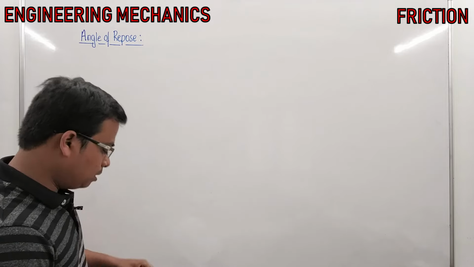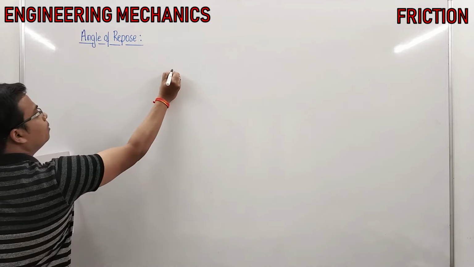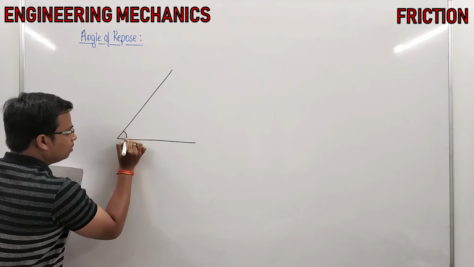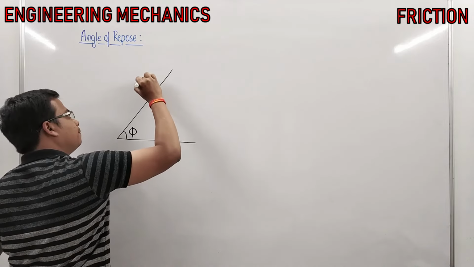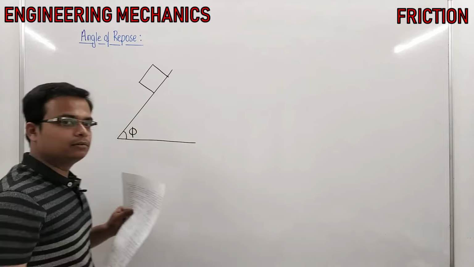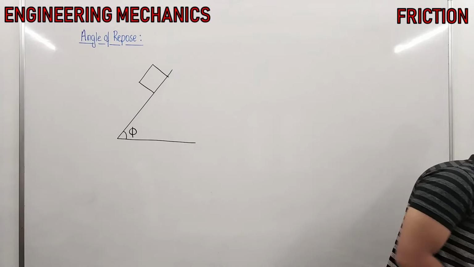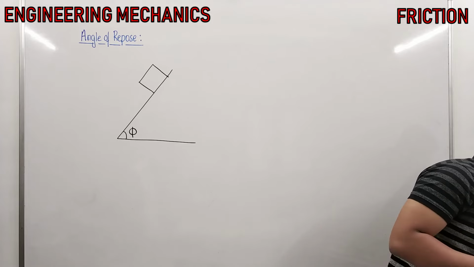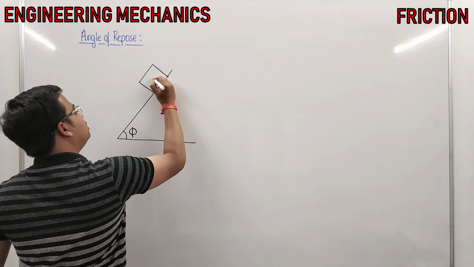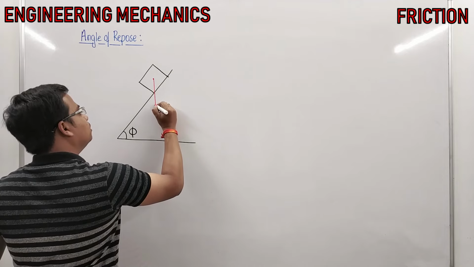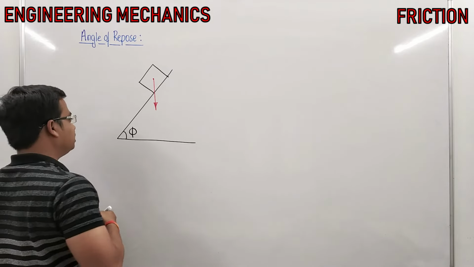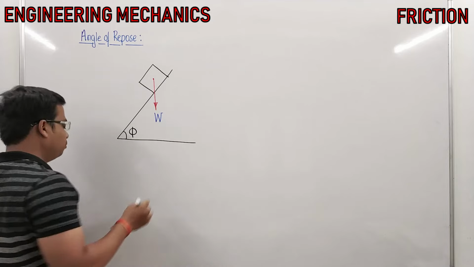Something like this. So we've got a plane, something like this. And for a certain angle, let's say for a certain angle phi, an object over here just starts sliding down the plane. Obviously, there are going to be forces acting on it. What are those forces? First of all, let us talk about those forces in particular. One force, obviously, is its own weight. Weight, let's say, is represented by capital W.